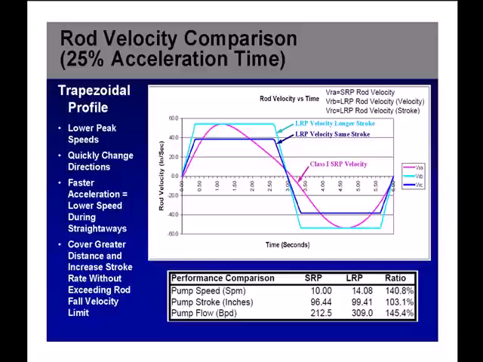So if we accelerate harder and go up to a slower maximum speed, we can get the same average strokes per minute, same stroke length, and we can limit the peak speed. There've been many papers written on rod fall velocity, right? Maximum rod fall velocities for solving rod buckling issues and whatnot. So we can immediately reduce that maximum rod fall velocity.